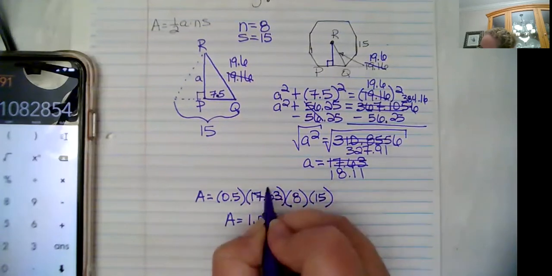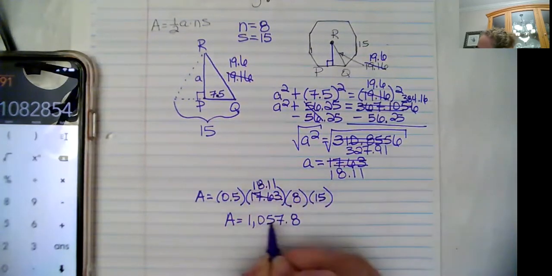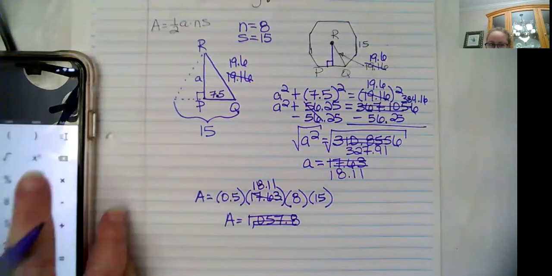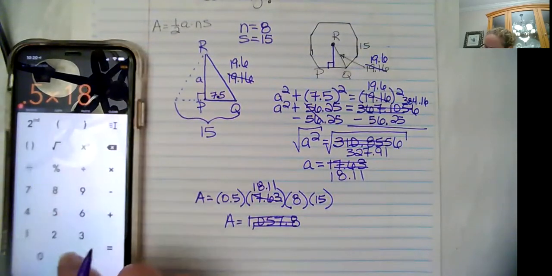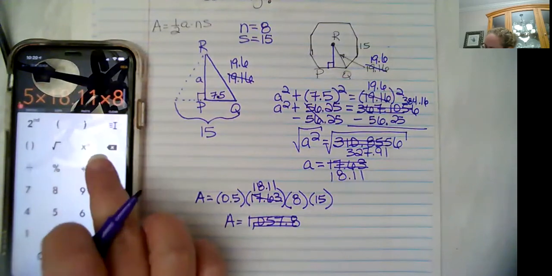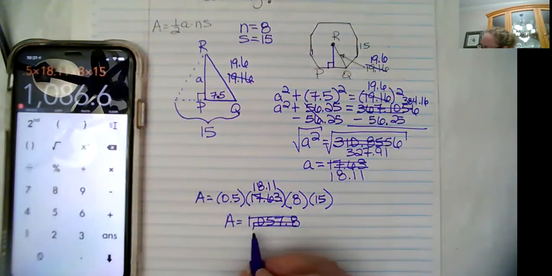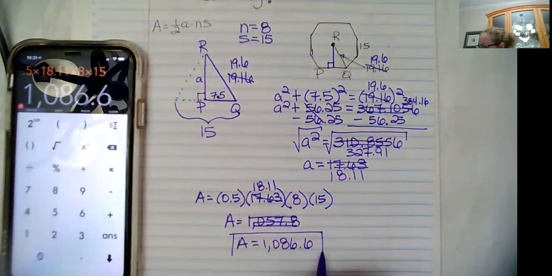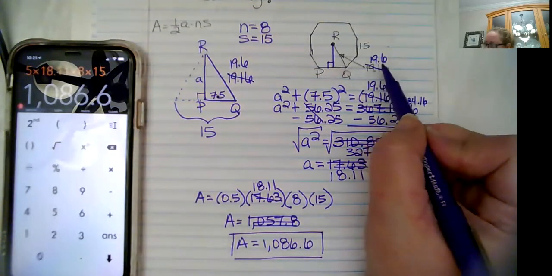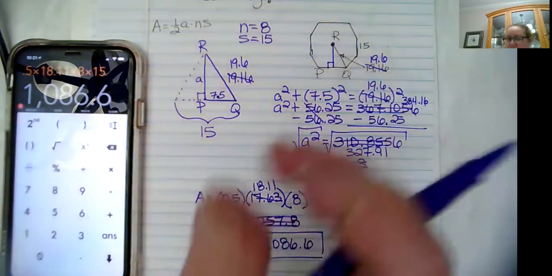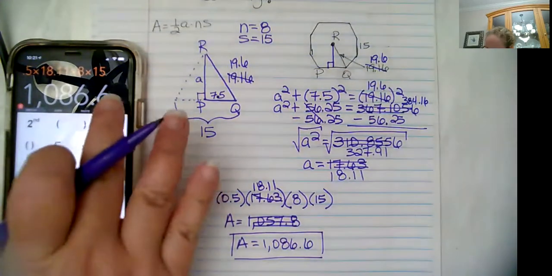So cross this out, 18.11. Now we're going to multiply straight across. 0.5 times 18.11 times 8 times 15. There we go. So we get the area equal to 1086.6, because if you went back and you looked at your book, you were like, okay, the answers are completely different. Now we match. So it was my mistake. I had put 19.16 instead of the radius being 19.6.